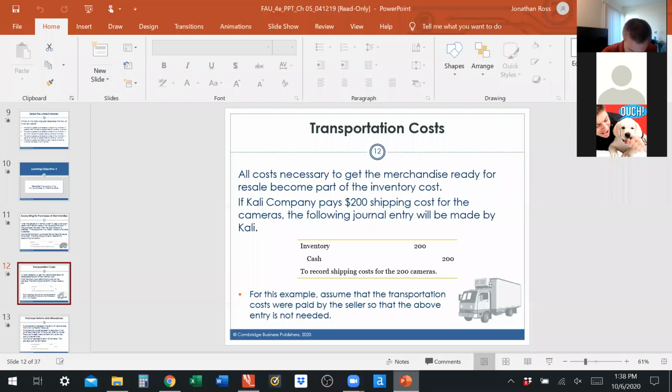Now what the PowerPoint says here is, assume that the transportation costs were paid by the seller. Callie's the buyer. Assume that they were paid by the seller so that Callie didn't have to make that journal entry because they didn't pay the shipping.